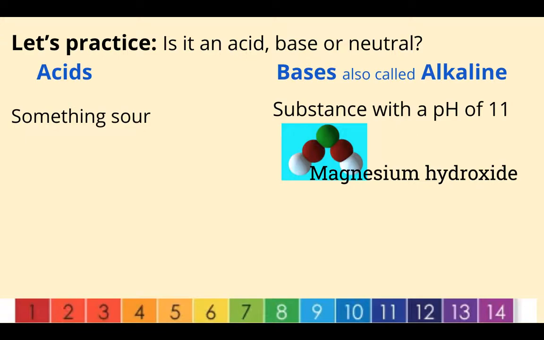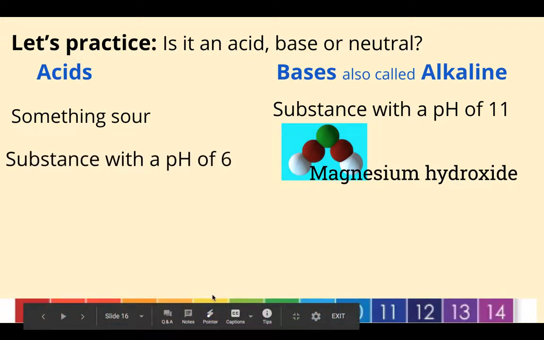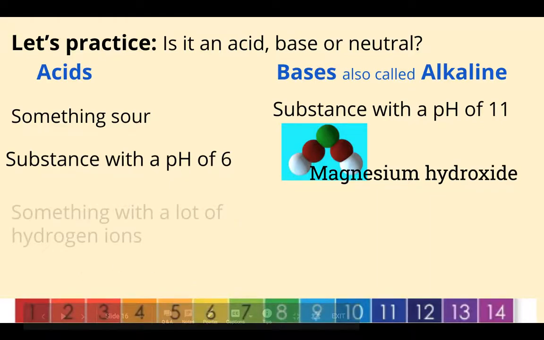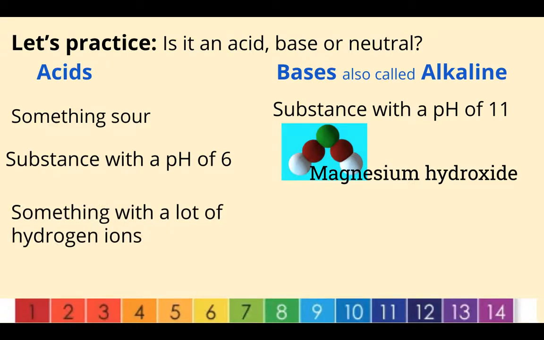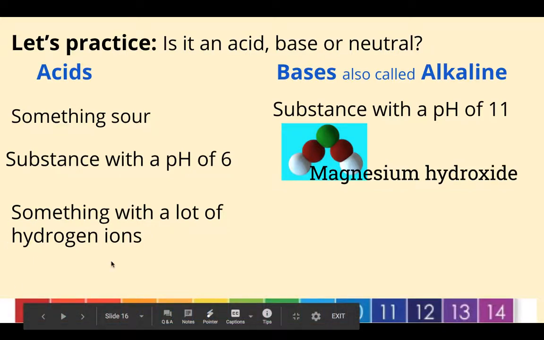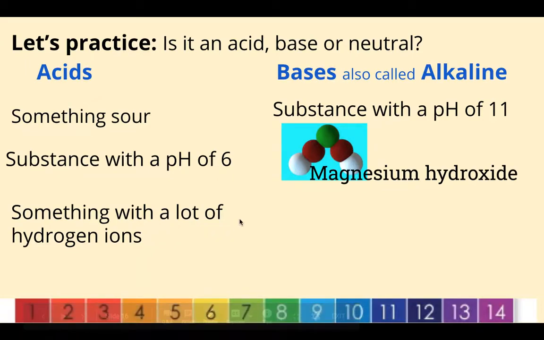Acids usually tend to taste sour. Think about vinegar or citrus fruits. So acids are going to be sour, and anything with a pH of 6 is going to be acidic. It's less than 7, it is an acid. The definition of an acid is something that produces or releases hydrogen ions in solution. So something with a lot of hydrogen ions is likely going to be an acid.